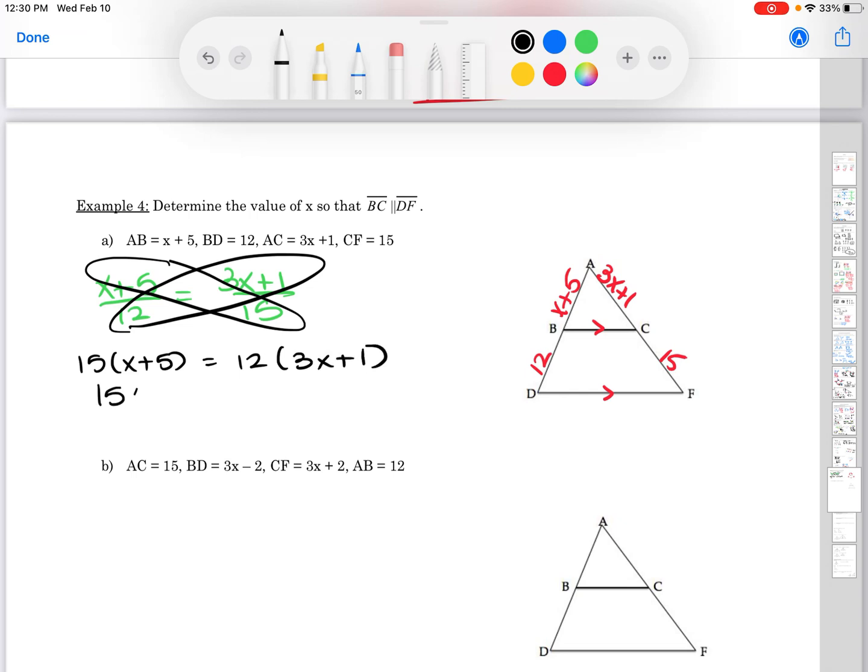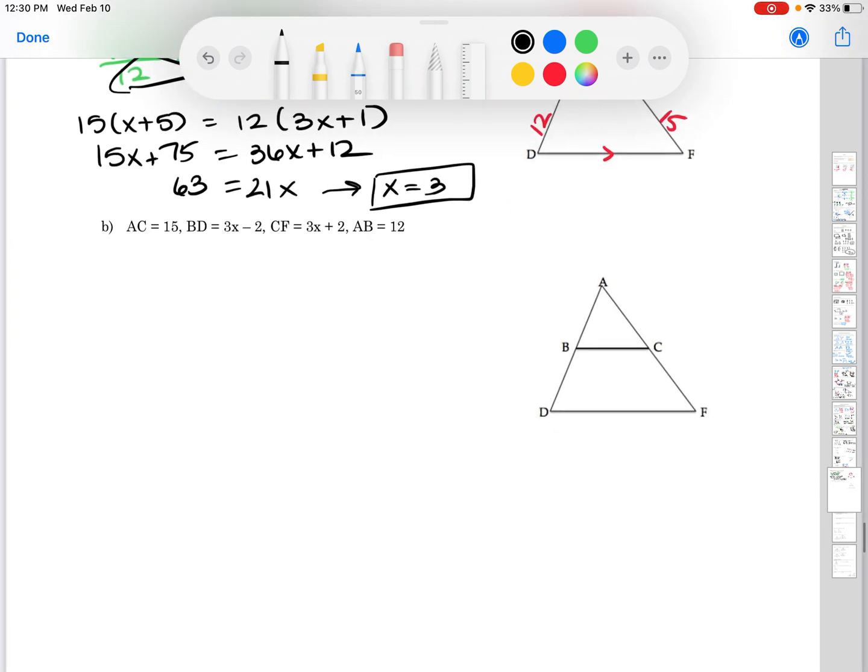Distribute. And then combine. So we're going to move the 15x over to the right and get 21x. We'll subtract 12 from both sides and get 63. So that's going to give us that x is equal to 3.